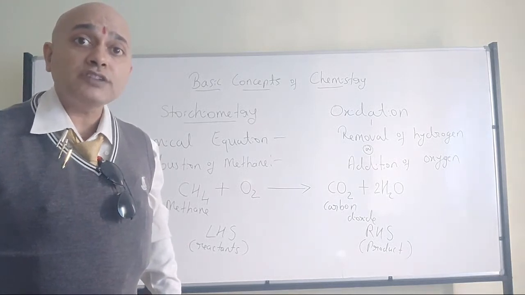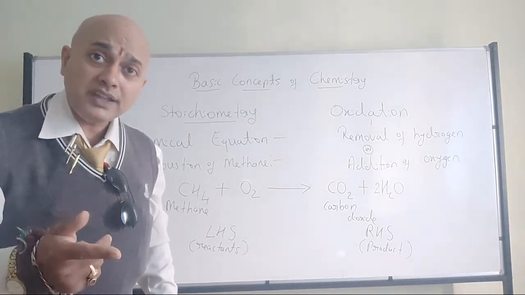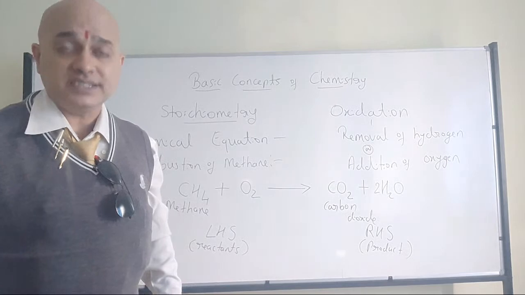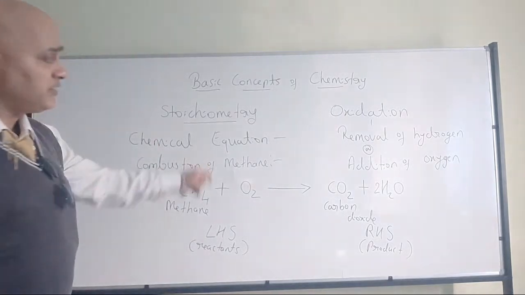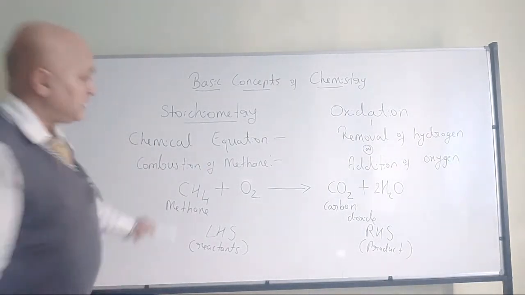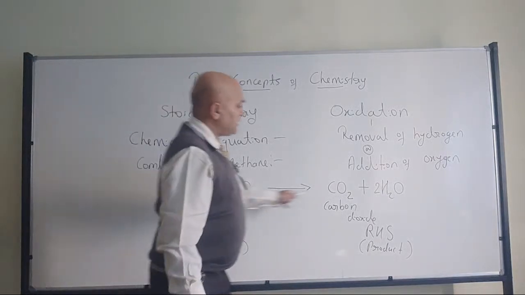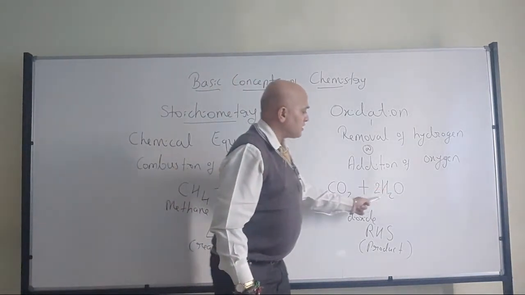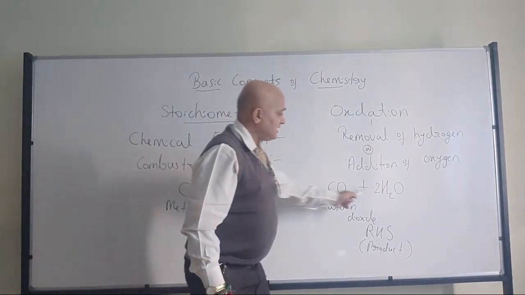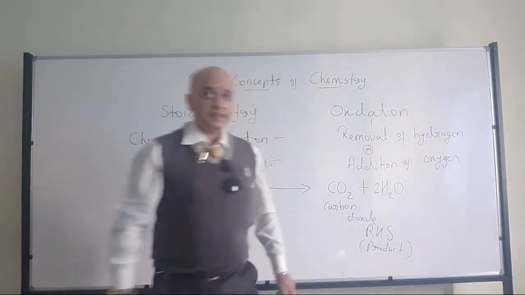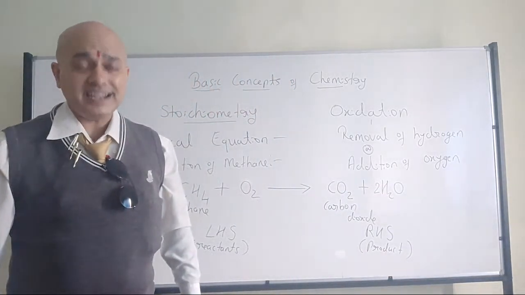Now we have to check whether oxygen is automatically balanced or we have to balance it. If you observe it carefully, it's not balanced. Because here it is 2 oxygen atoms, and here it is a total of 4 oxygen atoms. 2 is present here, 2 is present here. So total 4 on the right hand side.